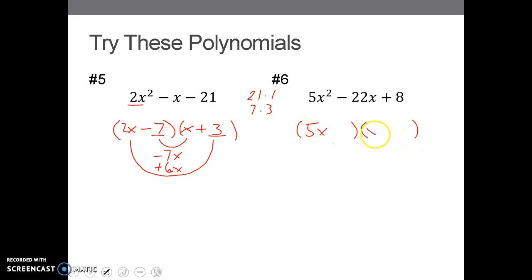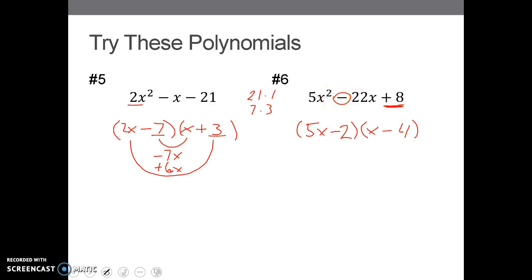I'm going to have 5x times x because that gives me 5x squared. Then I have several things that give me 8. 8 and 1, 4 and 2. And I'm going to try the 2 here and the 4 here. I'm going to make them both negative. A negative times a negative still is going to give me a positive 8. But the reason I made them both negatives is because I have a negative sign here.